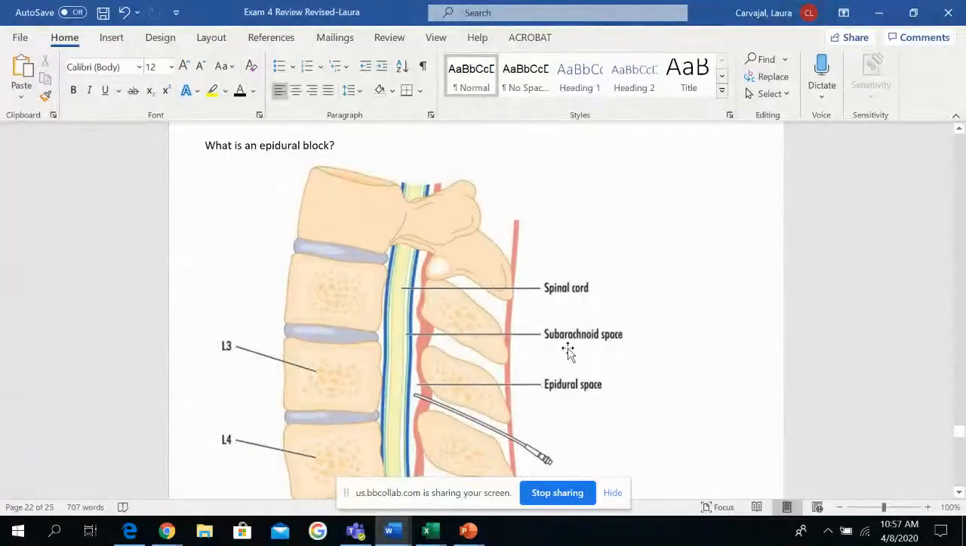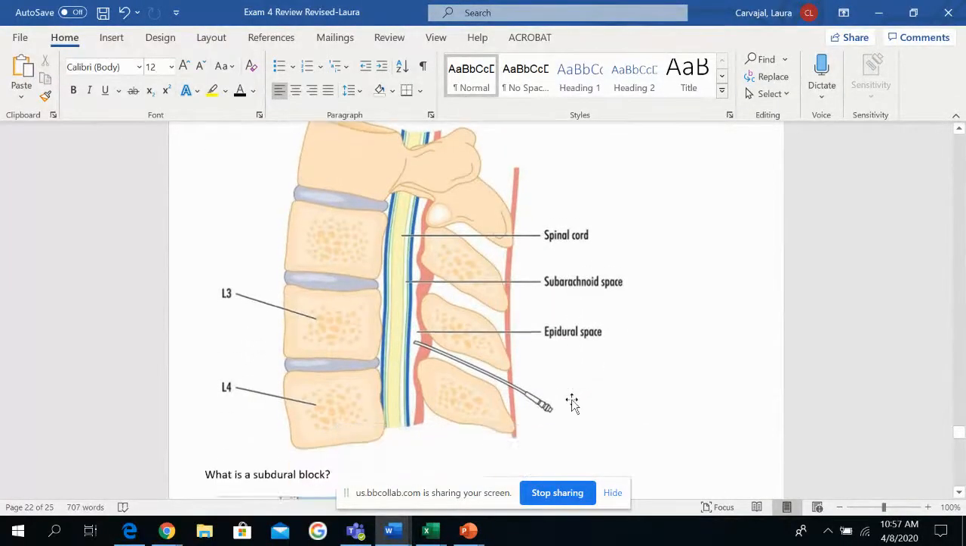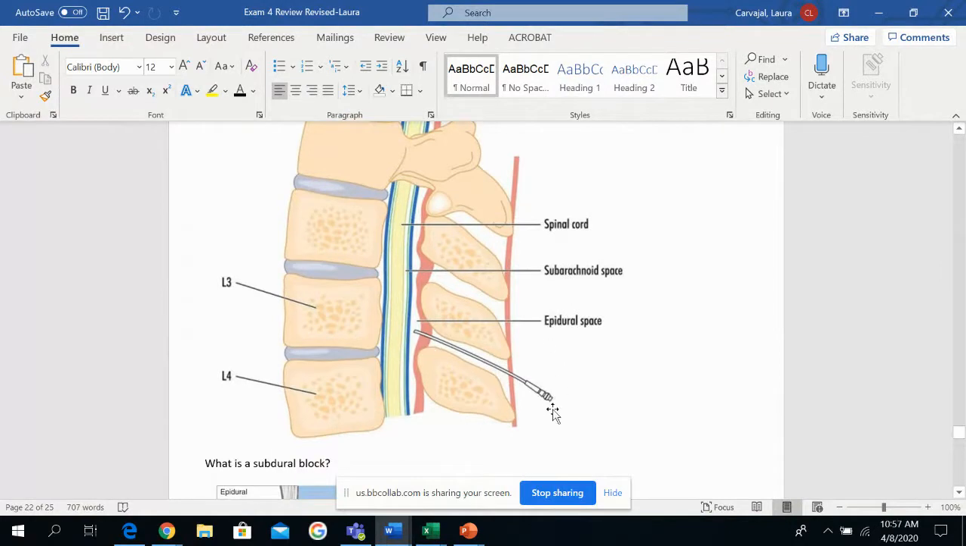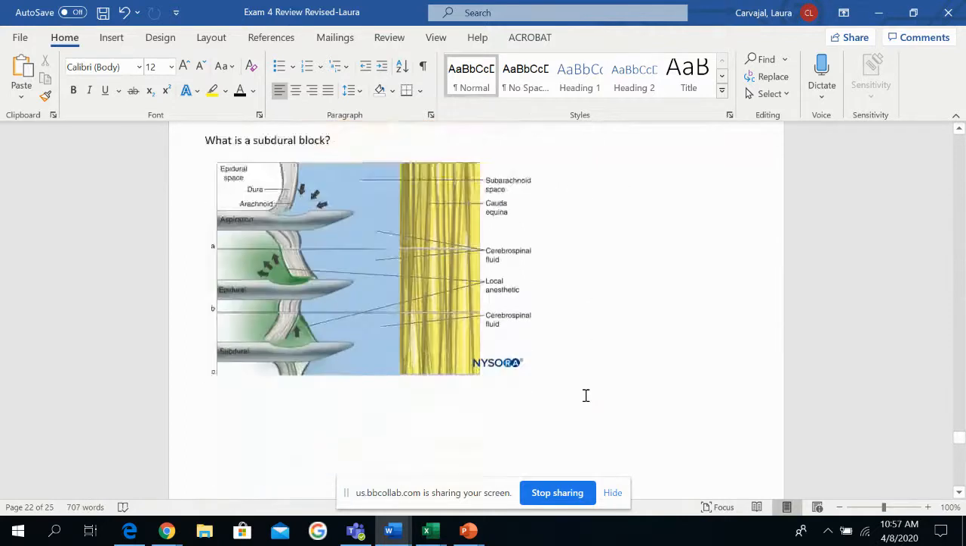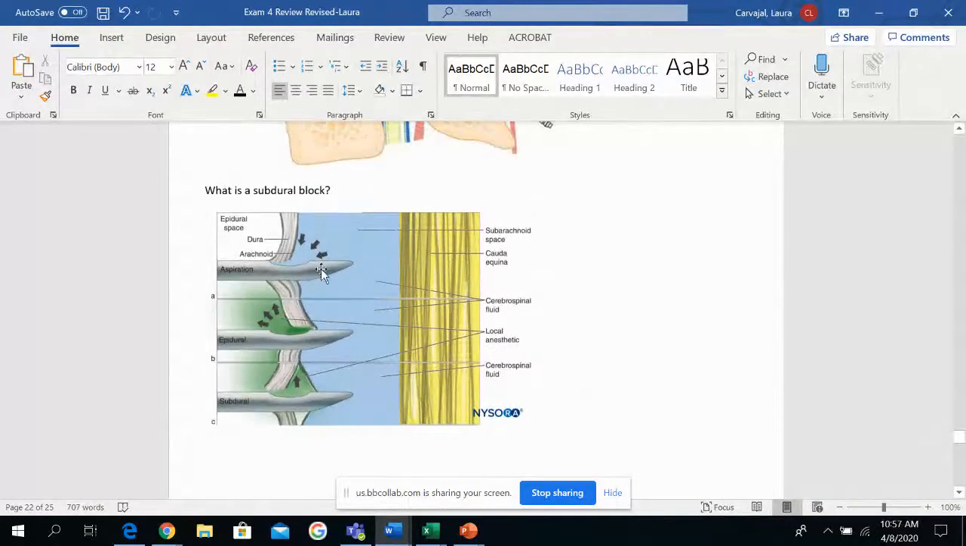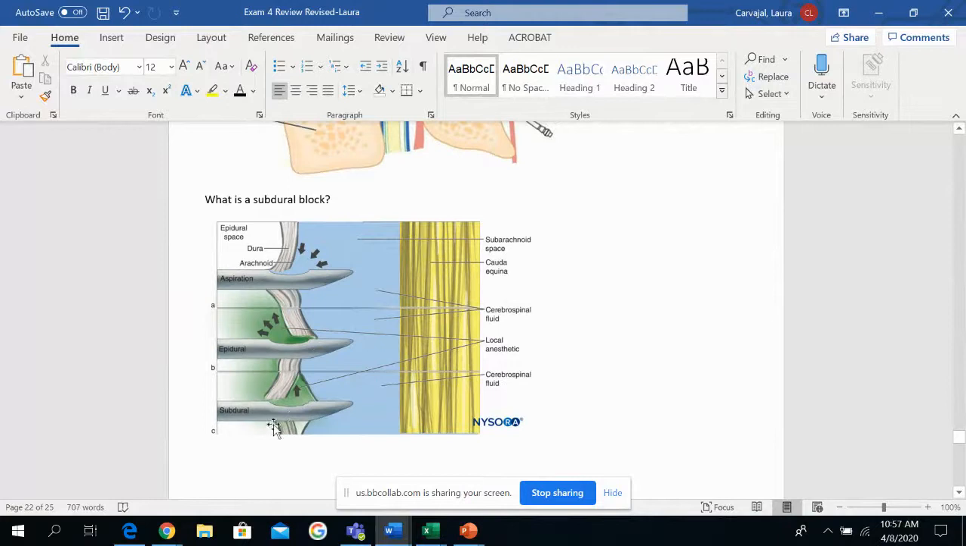What is an epidural block? Basically, this is an epidural. Women sometimes choose to receive an epidural block for when they're giving birth. So they put it in between L3 and L4, the needle with the anesthetic. And here there are two. There is an epidural block and there is a subdural block.